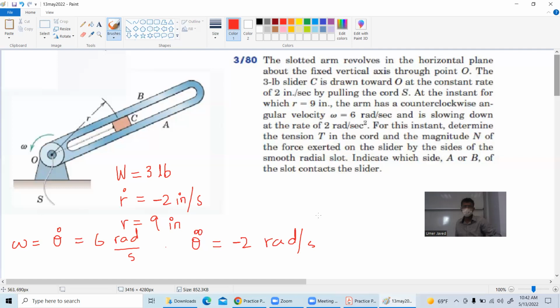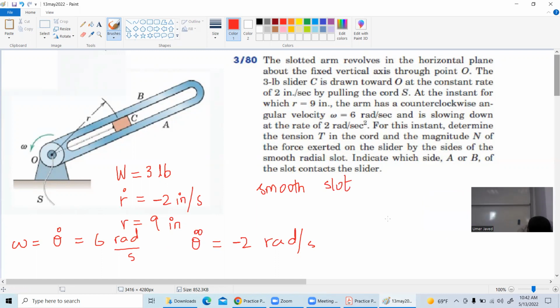In this, there is another rule. But if someone wants to follow counterclockwise as positive, even then your answers will come out to be correct. Okay. What about the slot? Does it have friction? No. Smooth slot. Okay. What are my unknowns? Tension T, question mark. Okay. What else? Normal force, question mark.